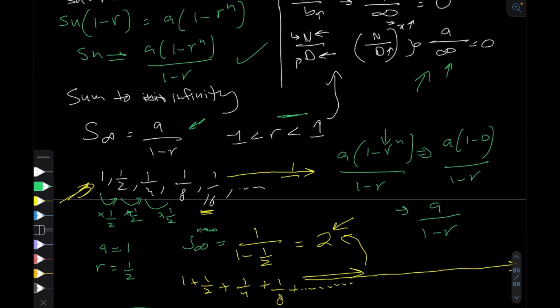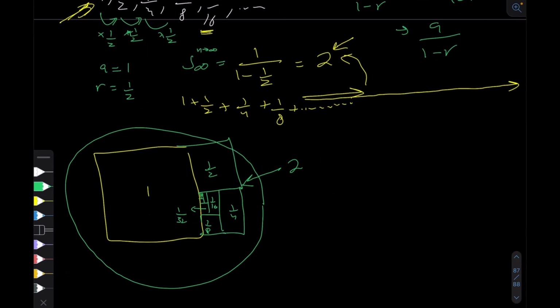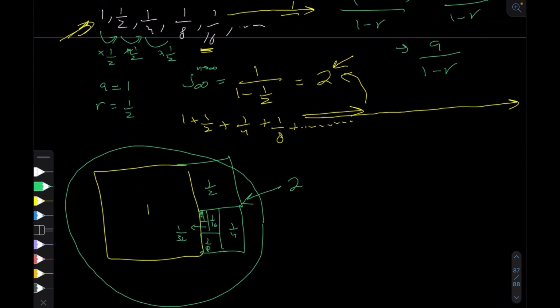And that's all there is to it, to AP and GP, right? Not a lot to it, it's a small chapter.